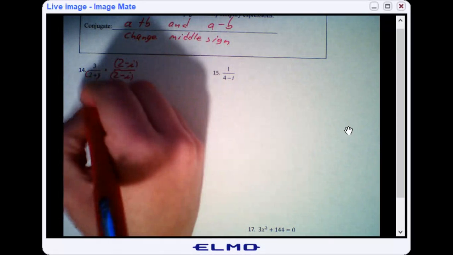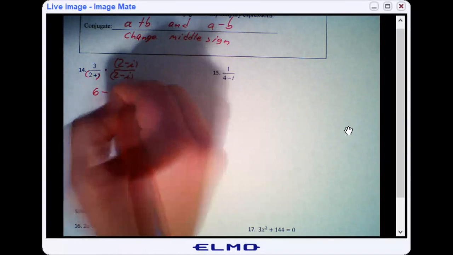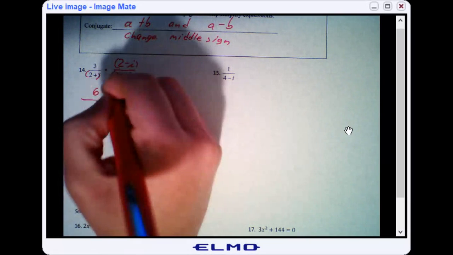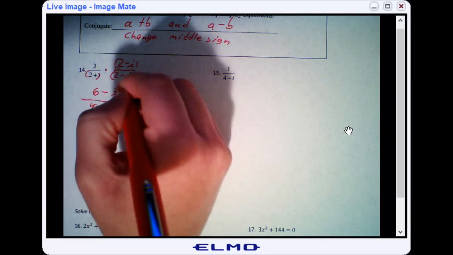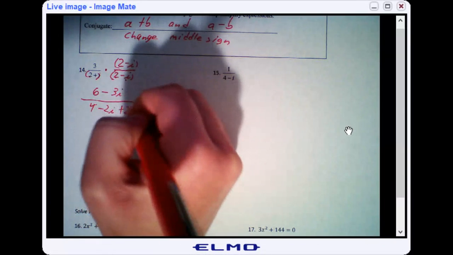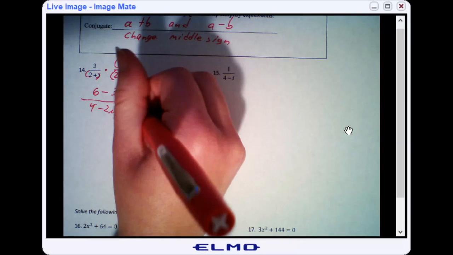So that's going to give us 3 times 2 is 6 minus 3i. In the denominator, we're going to get 2 times 2 is 4 minus 2i from 2 times negative i. i times 2 is positive 2i. i times negative i is negative i squared.